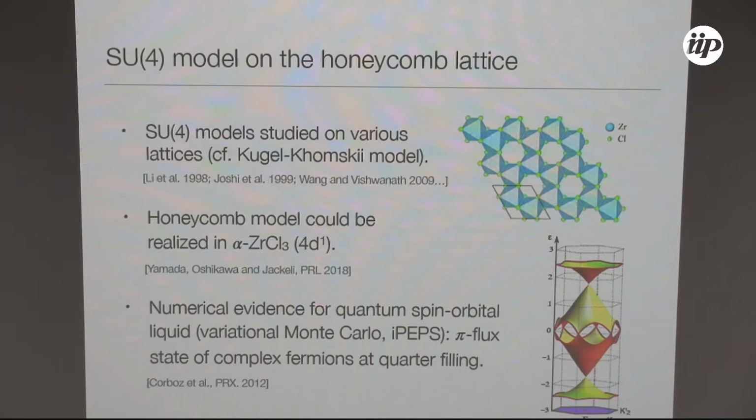In this paper by Yamada, Oshikawa, and Jackeli, which appeared before ours actually, they proposed an experimental realization of this model on the honeycomb lattice in zirconium trichloride, which is somewhat related to ruthenium trichloride, another Kitaev material that has already been realized and studied a lot. In this case, we just replaced d5 by d1 with zirconium. But as far as I know, there are no experiments on it yet. It would be interesting to see if there is actually evidence for this emergent SU(4) symmetry in this material.